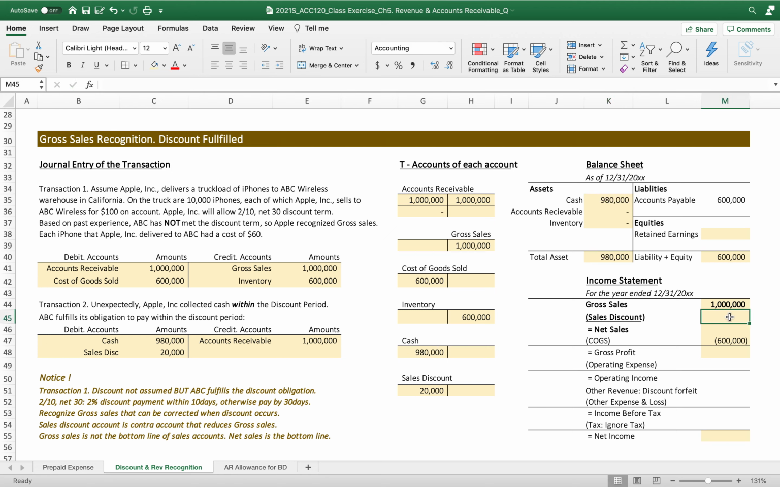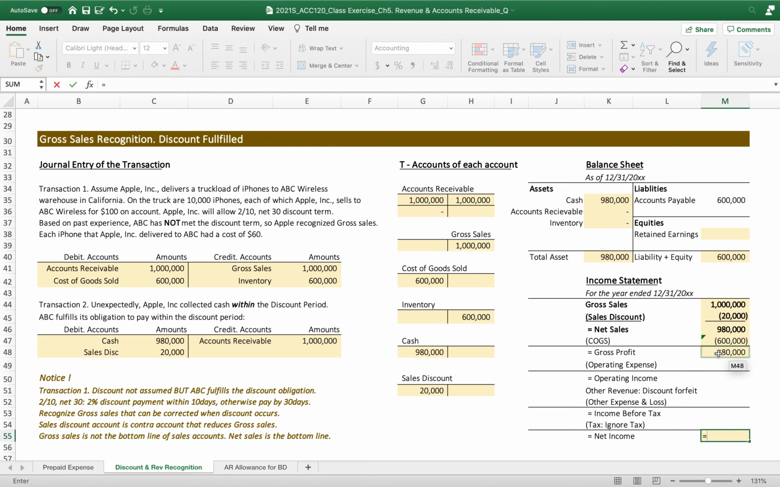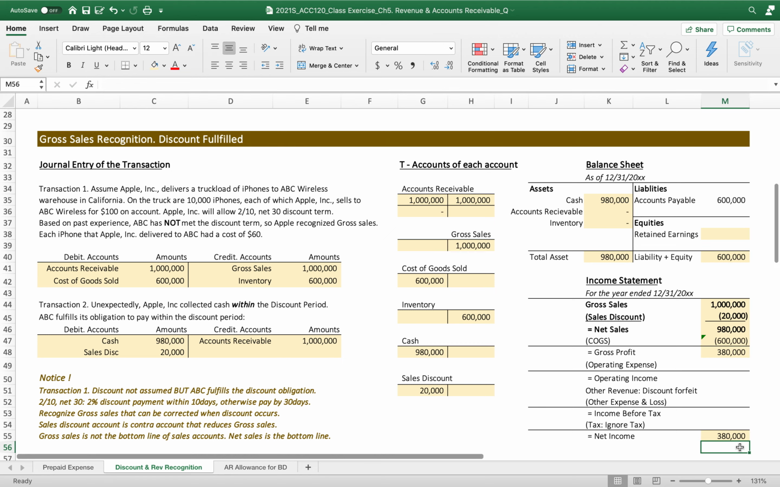Then sales discount is a contra account that reduces the sales, because the sales is not 1 million. Sales is now turned to 980, right? So let's record the sales discount as negative, so that the net sales on the income statement is 980. So the gross profit is 380, assuming that we don't have any transactions under the gross profit. This 380 should be retained into the retained earnings. So it's 380. So we balanced out.